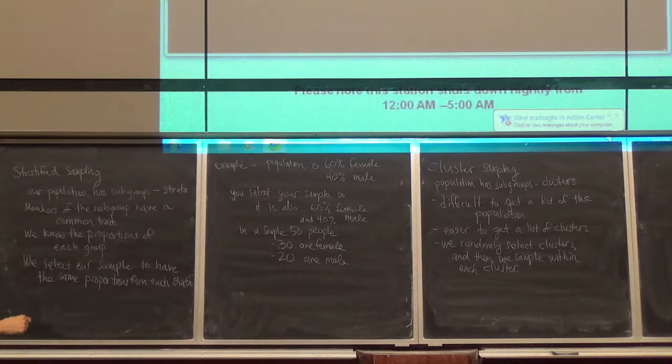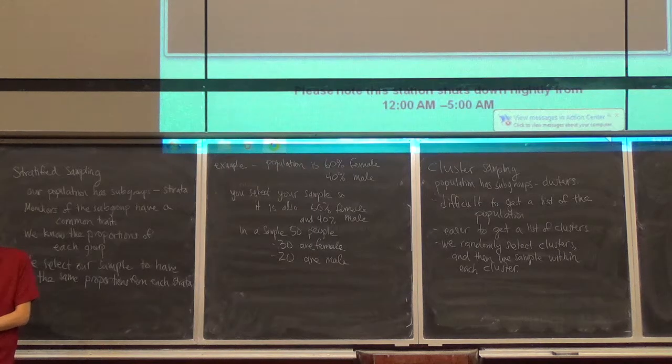So for cluster sampling, maybe we want to get a random sample of everyone who attends church. This would be a very difficult list to get. A list of every single person who attends church. Let's say we're just limiting ourselves to Los Angeles County. To get a list of everyone who attends church in Los Angeles County, that's a hard thing to do. But it's not very hard to get a list of all the churches in Los Angeles County.